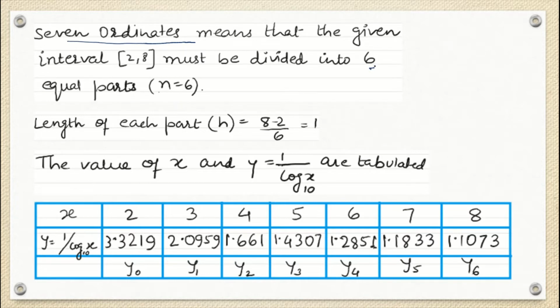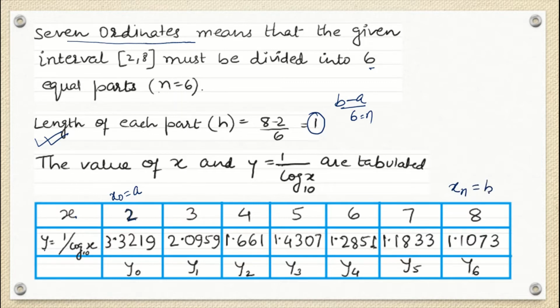And the width of each part will be b minus a divided by whatever partitions I have to make. So this 6 is nothing but n. So I got the value of h as 1. So the next step is to make the table of the values of x and y. This is your x naught, which is your a, and a is 2, and xn is nothing but my b, which is 8.